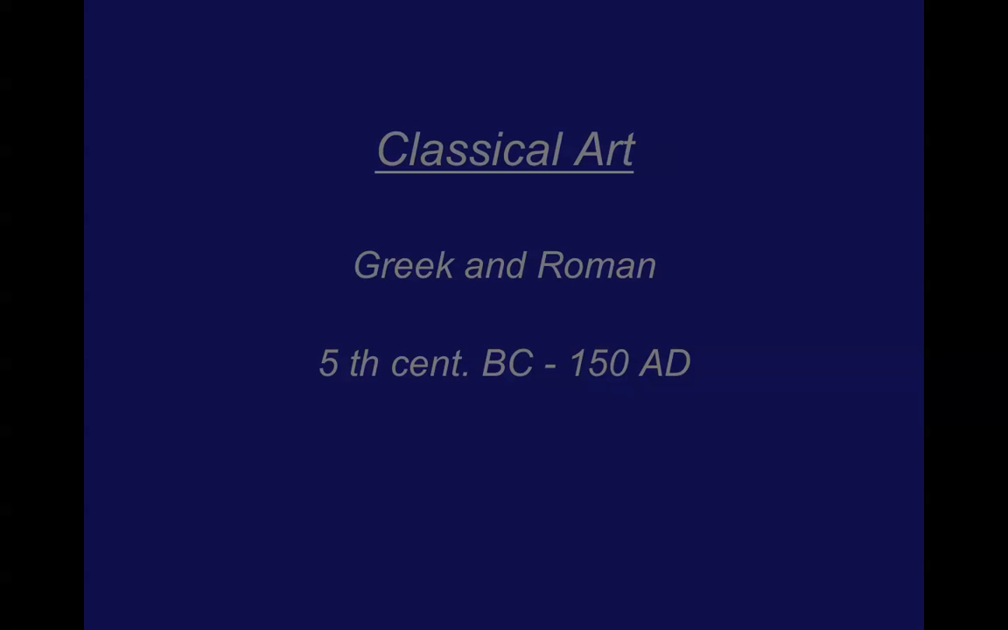Okay, this week we're looking at classical art, which is the art of the Greek and Roman eras from about the 5th century BC to 150 AD. And this was a momentous change in the history of art. What the Greeks did was sort of rewrite the book on what is art and basically set the ground plan or the roadmap for Western civilization.